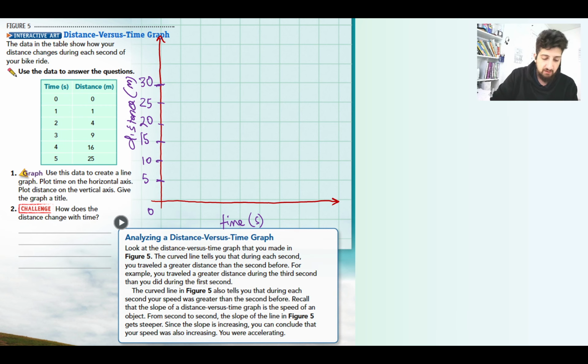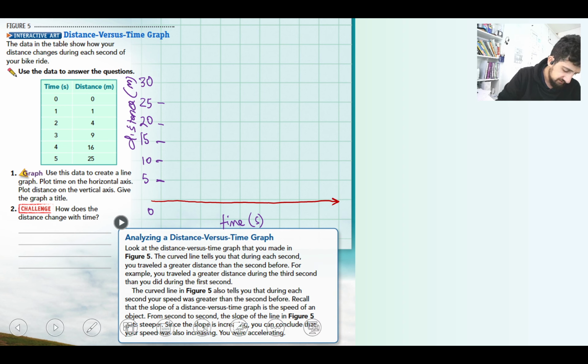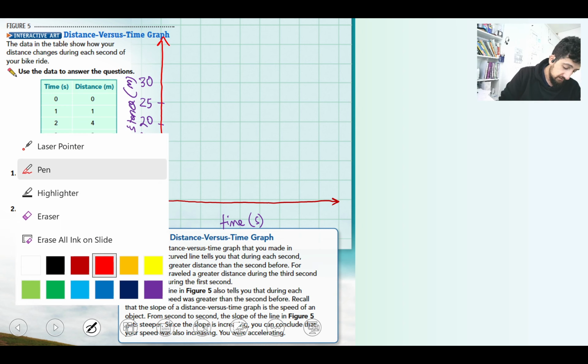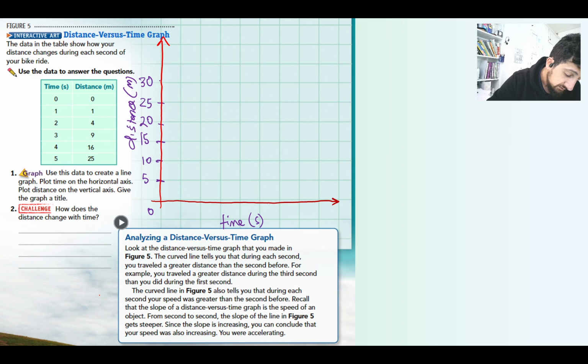That's 30. Oh, that's annoying, that last one. Okay, fine, I'll do it again. And here we go. Do it right this time. There we go. That's 30. Now what about the time? The time goes only to 5. So I'm just going to go with 1, 2, 3, 4, 5, and then I'm going to go to 6 for good measure.